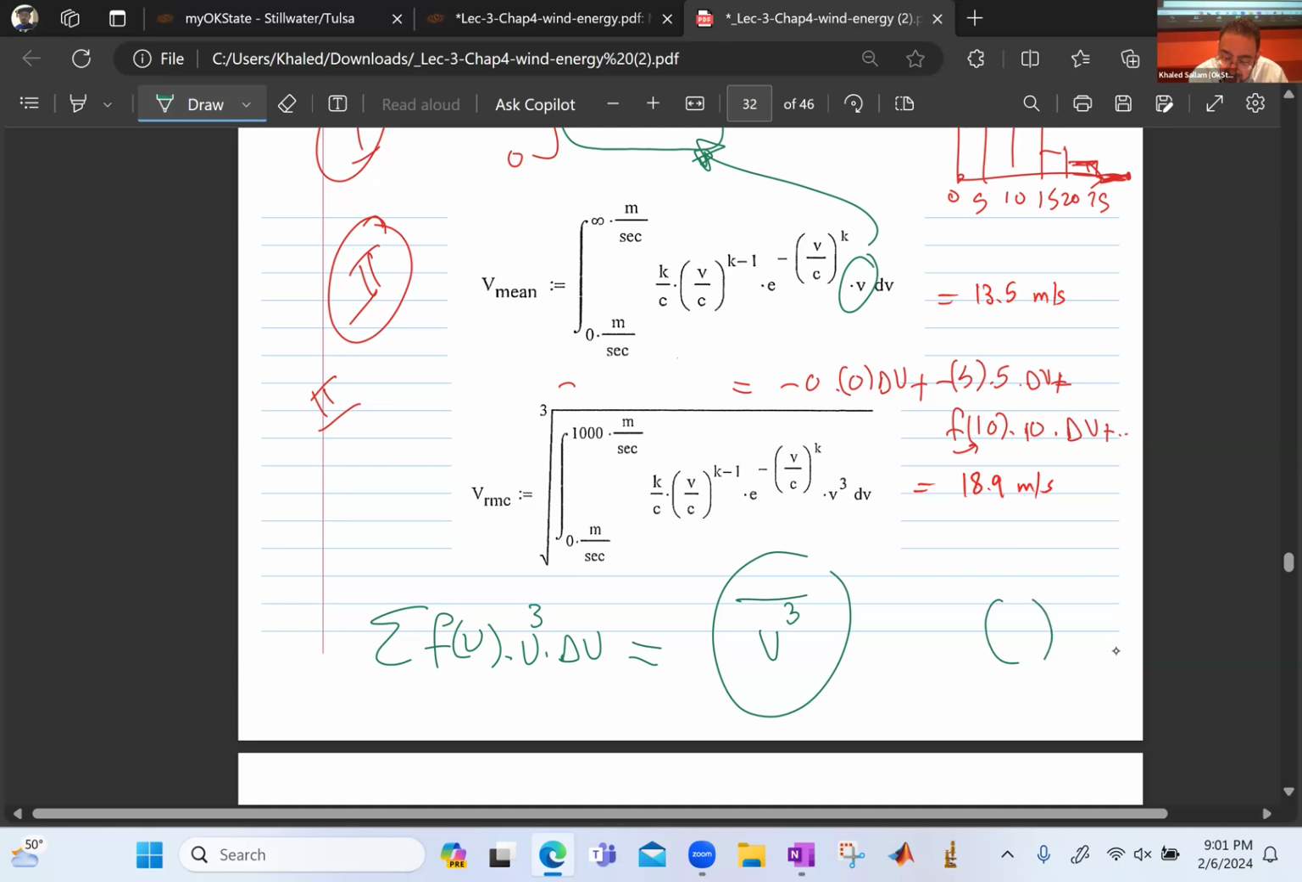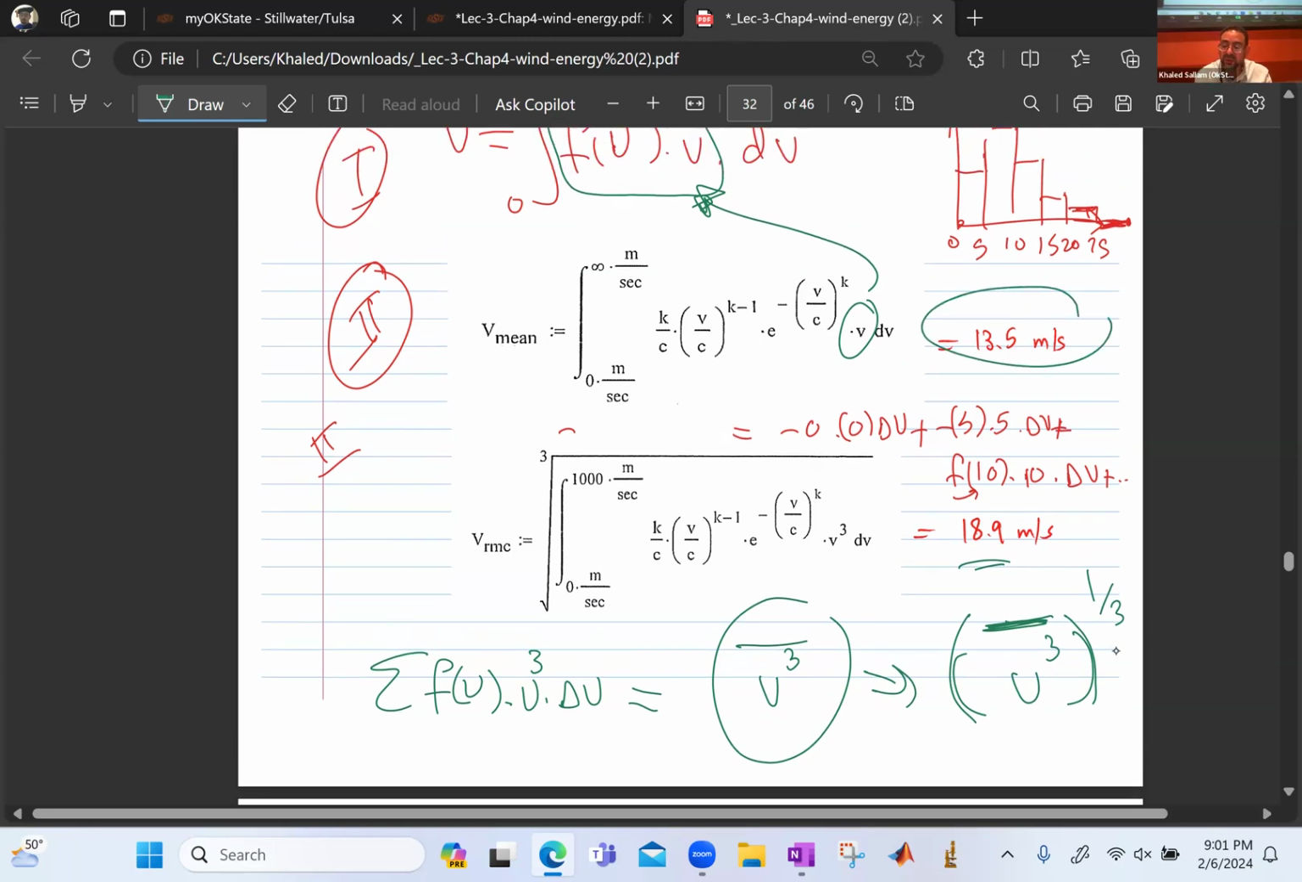If we take the cubic root of it, that average v cube over the whole thing, if I take 1/3 of this on the calculator, I say what's the cubic root, that velocity would be the velocity that will give you the same power as the whole distribution. That velocity, meter per second. So the average velocity here is 13.5.